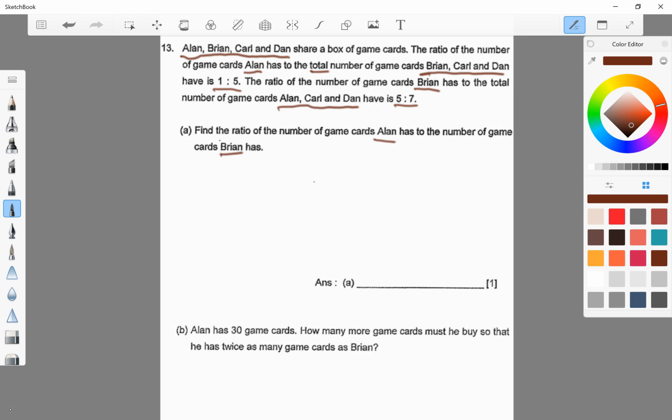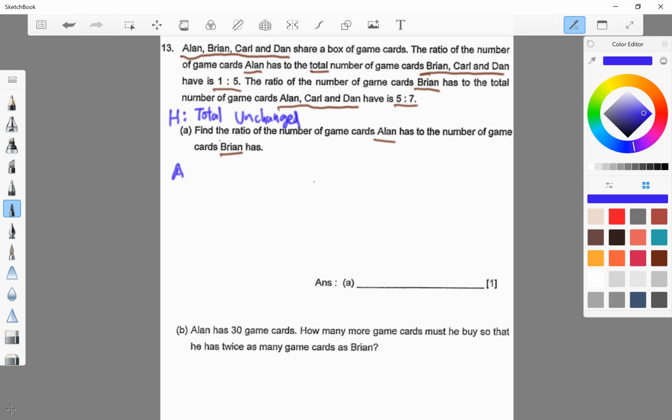If you do not know what kind of question type this is, it is none other than total unchanged. Okay, this is total unchanged. And you actually realize that in both scenarios, there are 4 characters: A, B, C, D, Alan, Brian, Carl and Dan. So I will solve this question by drawing out my ratio table.